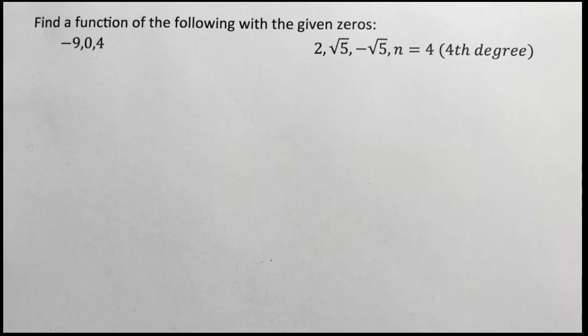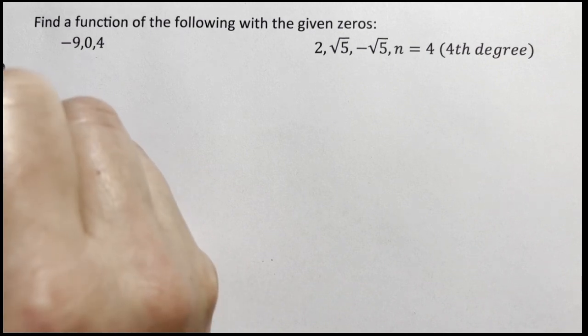Today I'm doing a series of videos on higher order polynomials. In this video, I want to find a function with the following given zeros. For the first one, we have -9, 0, and 4, which seems not too horrible. The next one looks a little bit more challenging. So let's start with the first one.